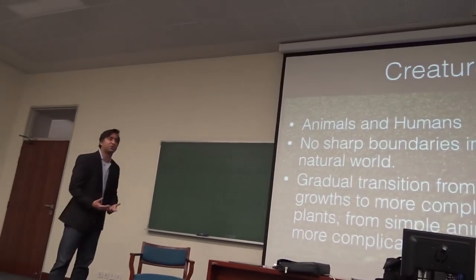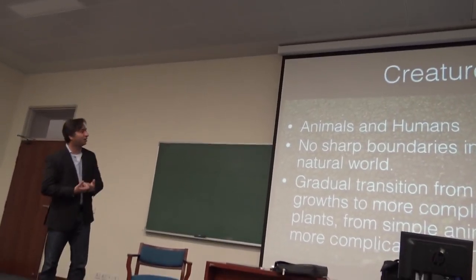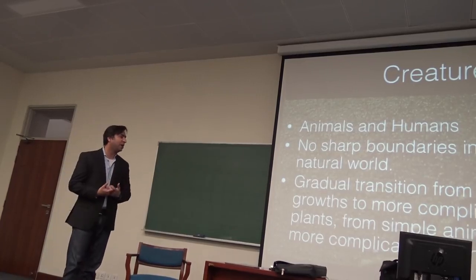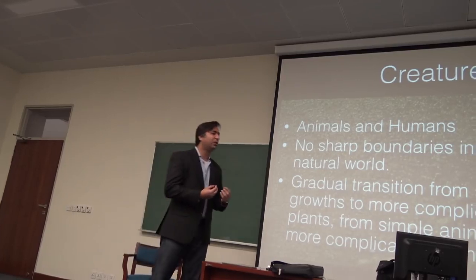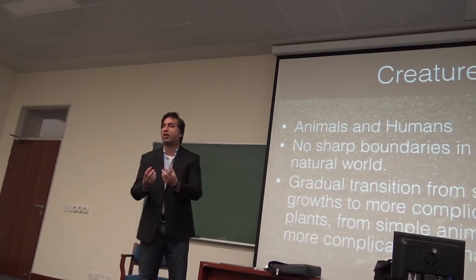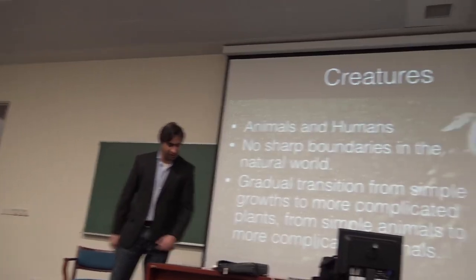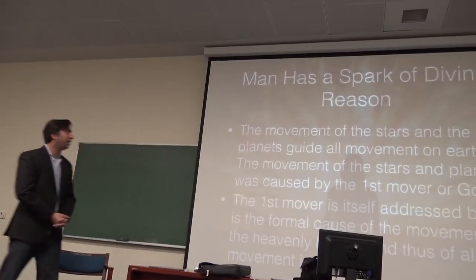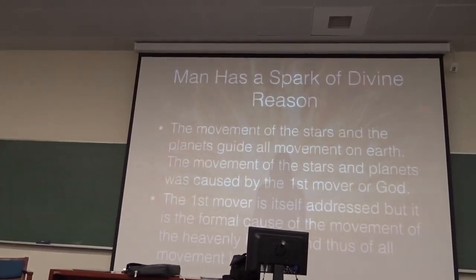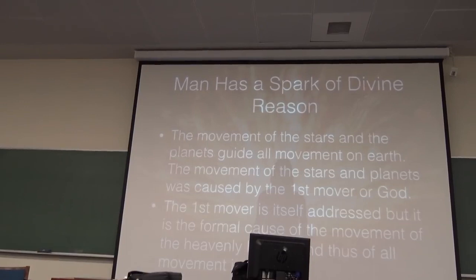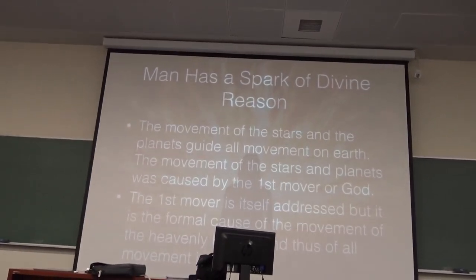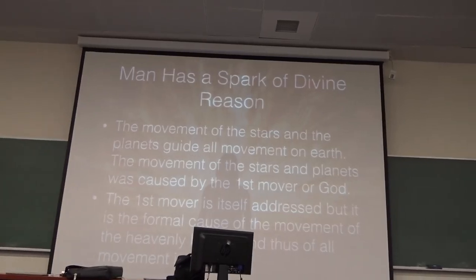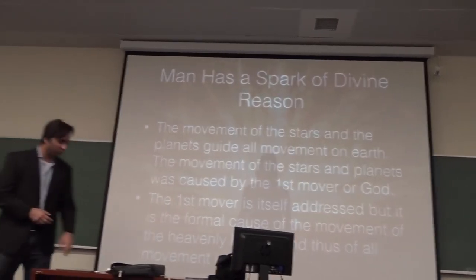There is a gradual transition, he's saying, from simple growths to more complicated plants, from simple animals to more complicated animals. And you can see the beginnings of an understanding of evolutionary theory even over here. Man has the spark of divine reason. The movement of the stars and the planets guide all movements on Earth, he believed. The movement of the stars and planets was caused by the first mover, which he sometimes also calls God. The first mover is itself unmoved, but it is the formal cause of the movement of the heavenly bodies and thus of all movement in nature.